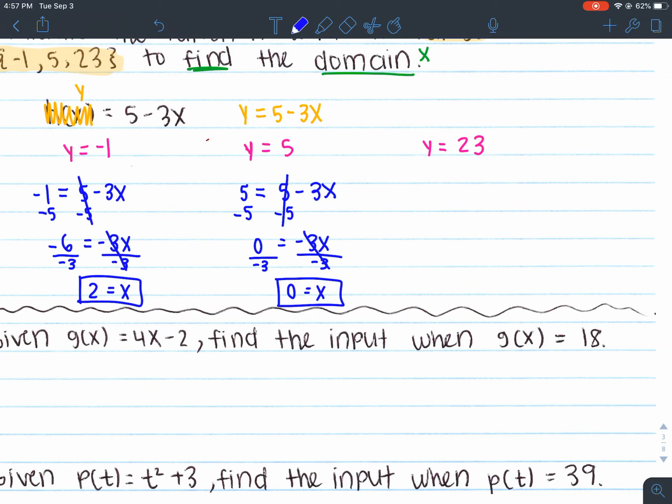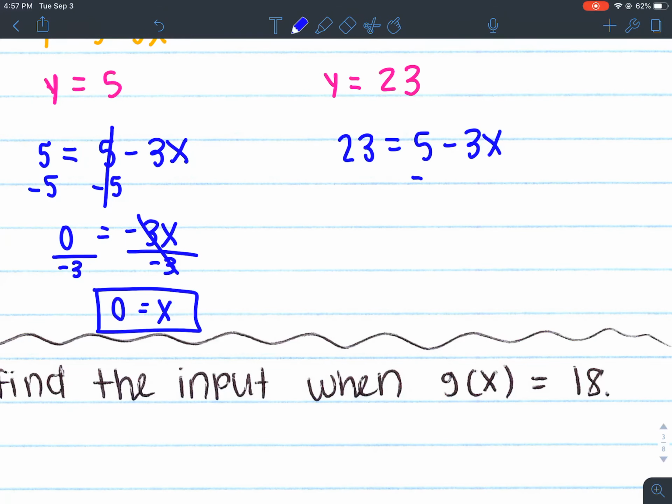All right, last one, same thing. We have 23 equals 5 minus 3x. First step again is going to be to subtract 5 from both sides because we want to get the x alone. 23 minus 5 is 18. Divide both sides by negative 3. And I get x equals negative 6.